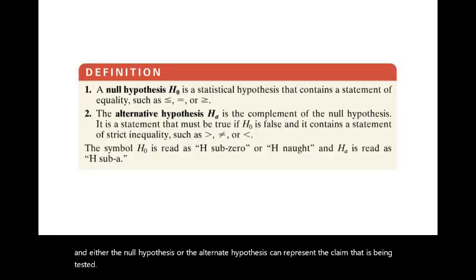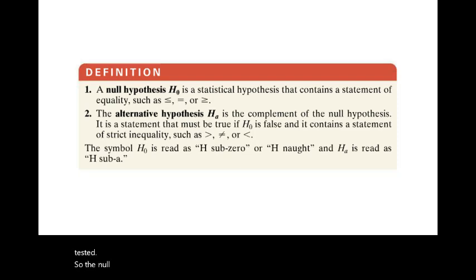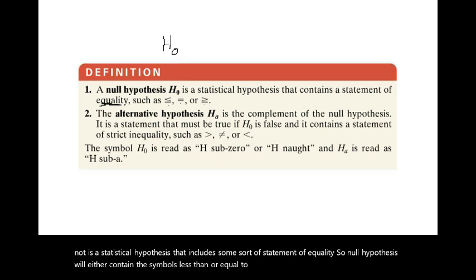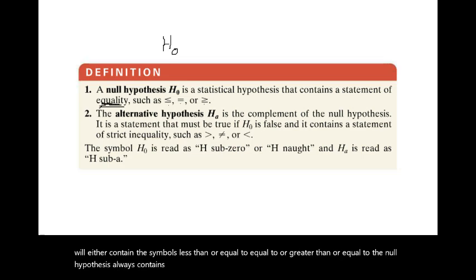So the null hypothesis, which is abbreviated as H naught, is a statistical hypothesis that includes some sort of statement of equality. So null hypotheses will contain the symbols less than or equal to, equal to, or greater than or equal to. The null hypothesis always contains a statement of equality.